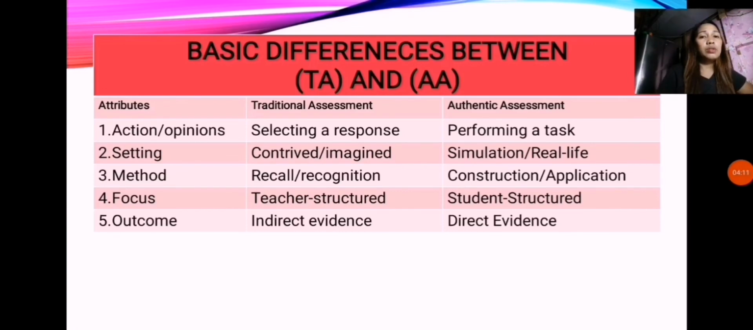Number five, outcome. Traditional assessment has indirect evidence because it's mainly theory, it's mainly paper works, and it's not a direct or actual application of what was learned. While in authentic assessment, it's direct evidence since you can really observe the skills, whether they have acquired them or there are some things which they have to improve. Those are the differences between traditional and authentic assessment.